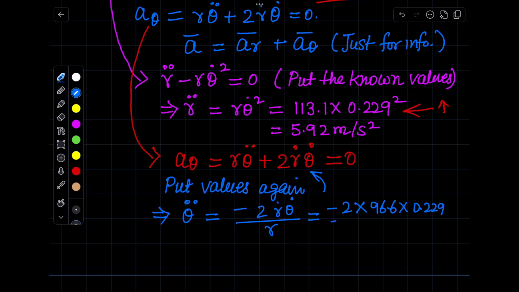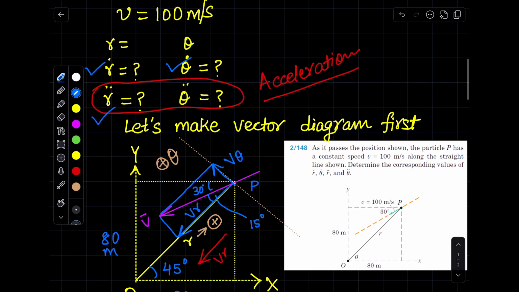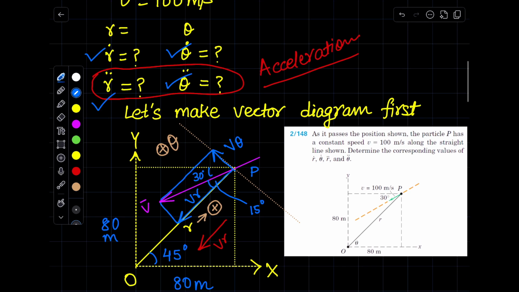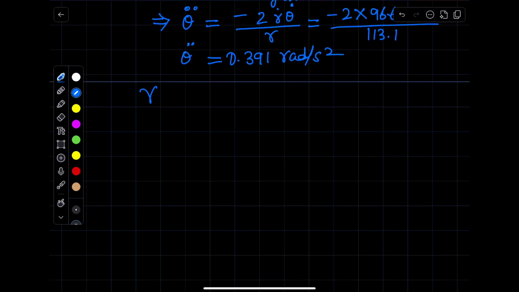Please also note that r dot and theta dot are calculated from the velocity formula, and theta double dot and r double dot are calculated from the acceleration formula. So till now we have calculated all values of this table. I mean r dot, r double dot, theta dot, and theta double dot. So we have calculated everything in this problem.